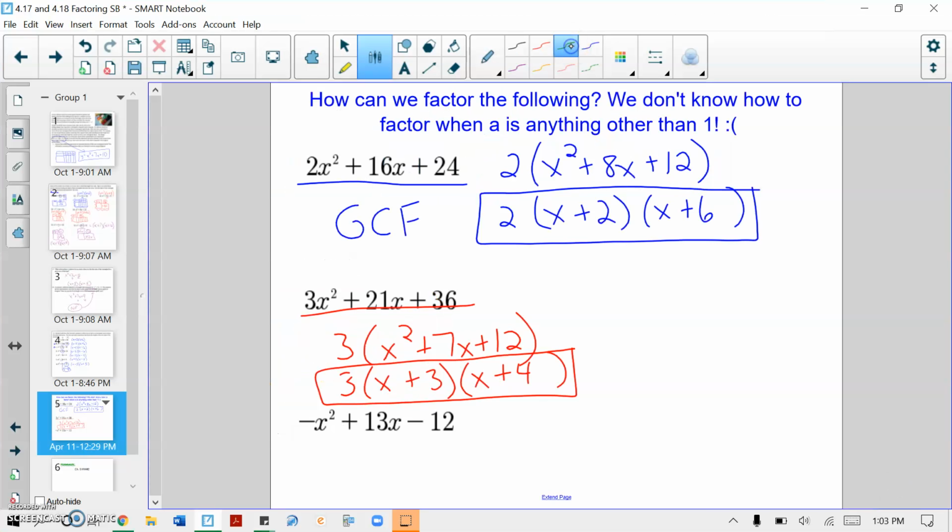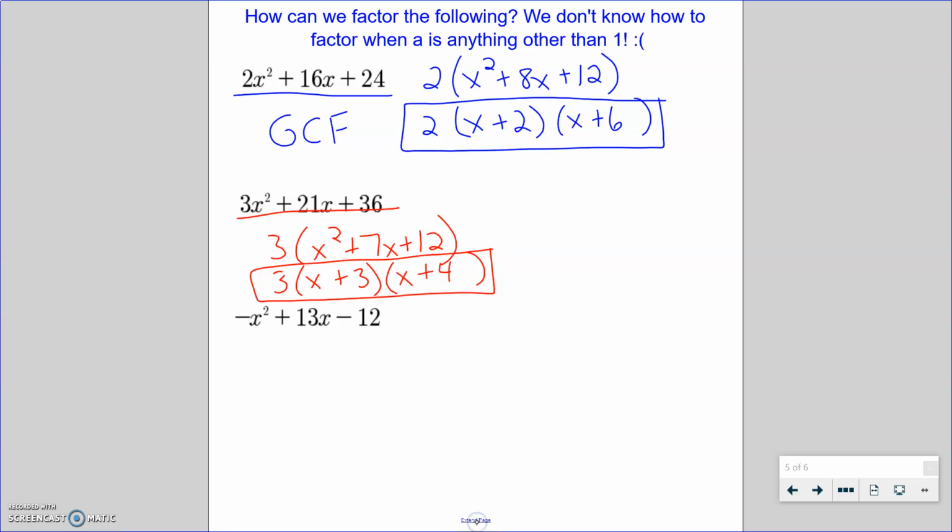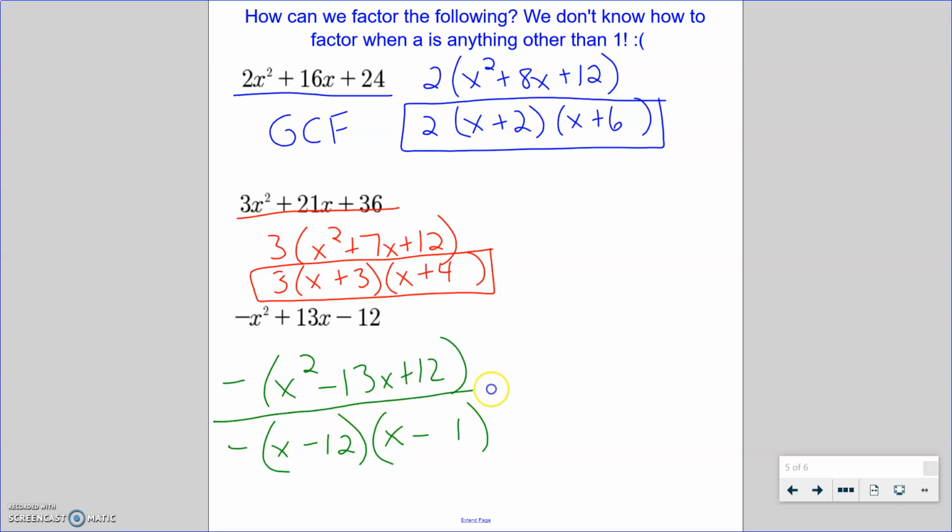Last one, what if there's a negative in the front? The easiest way to do that, you guys, is to take the negative out and then factor what's left. So we've got, let's use 12 and 1, and we'll make them both negative. And so that would be my factored form, okay?